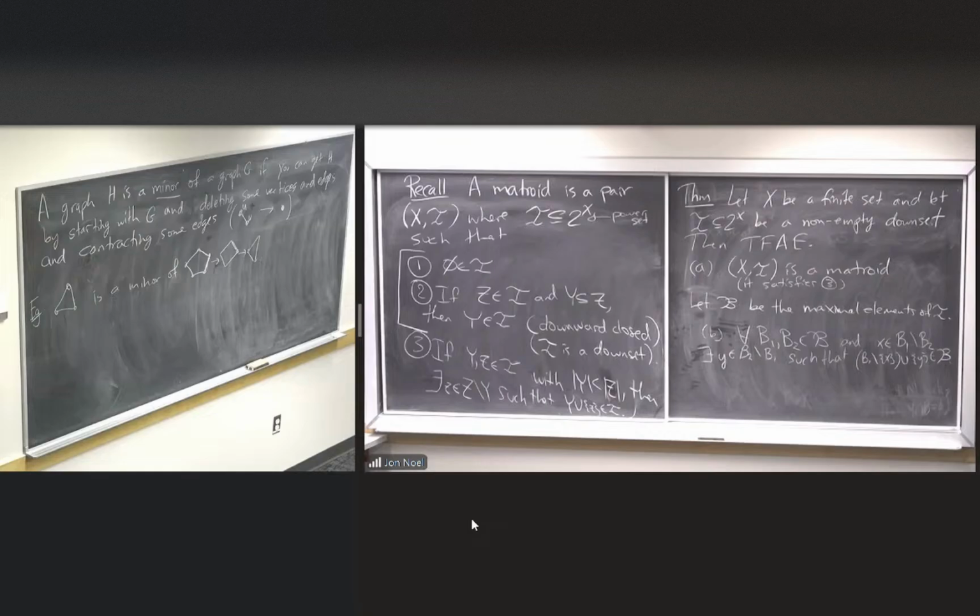So this is called a basis exchange property. The idea is if I take two bases that are not the same, and if I take an element from the first one that's not in the second one, I could take B1, I could remove X, and then I could find something in B2 that I could add, and it'll stay a basis.